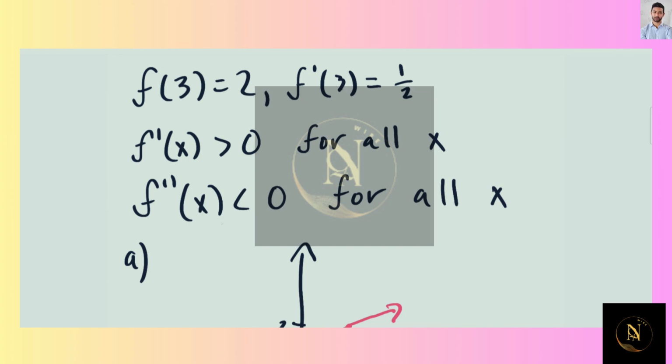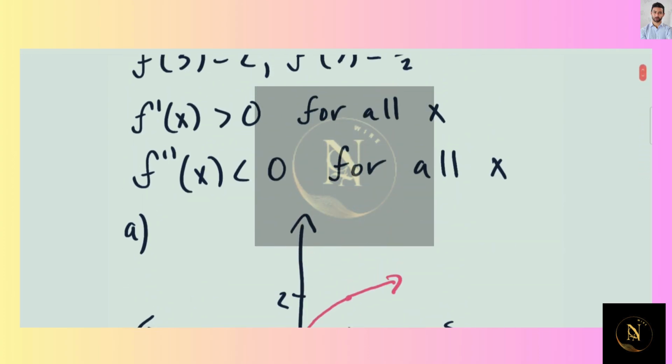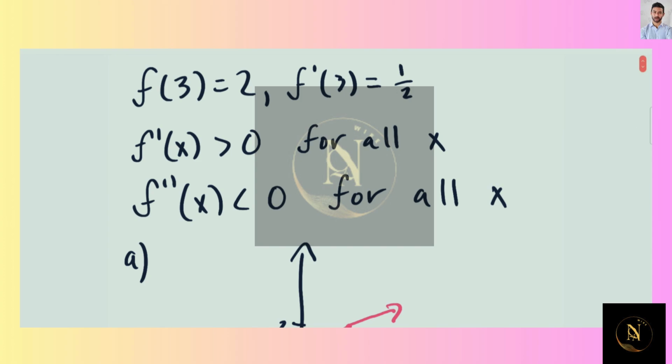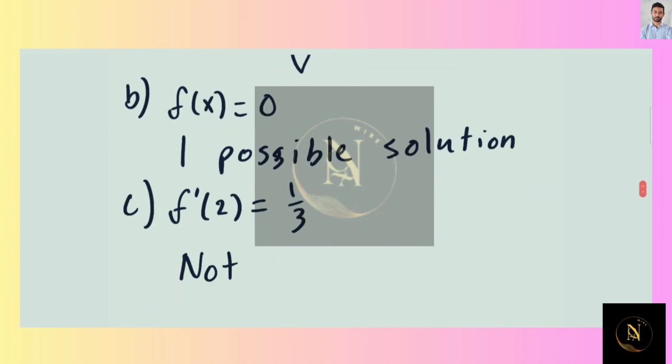So since we have only negative values of our second derivative, f double prime of x, that means our derivative f prime of x is always decreasing. So we can't actually have f prime of 2 being equal to 1/3 because if our derivative, as it should be, is always decreasing, then f prime of 3 would not be equal to 1/2, it would be equal to something less than 1/3. Since 1/2 is greater than 1/3, that would mean that our derivative actually increased, which is not in line with the conditions we were given. So it is not possible for f prime of 2 to be equal to 1/3.